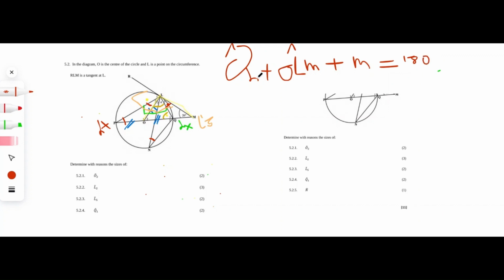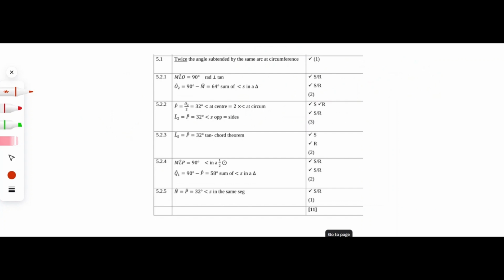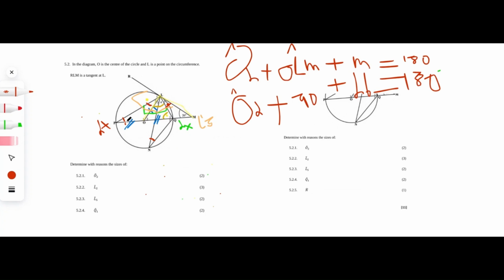Now, what is O2's value? That's what we're trying to look for, so we're just going to leave that out. What is OLM's value? It is 90 degrees, but you need to state that it equals 90 degrees because of sum of angles of a triangle, or you're going to lose marks. What is M's value? We said it's 26. Then you're going to add those two values together, take it over on the other side, giving you an angle of 64 degrees because of sum of angles of a triangle. And what you want to do is just go back and annotate this onto your diagram. I'm just going to annotate this and say that's 64.